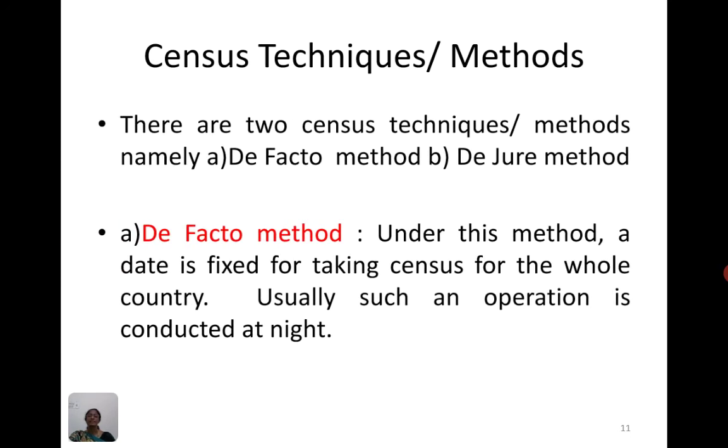Census techniques or methods. There are 2 census techniques or methods. They are de facto method and de jure method. Now let's see what is de facto method. Under this method, a date is fixed for census for the whole country, and usually such an operation is conducted at night.